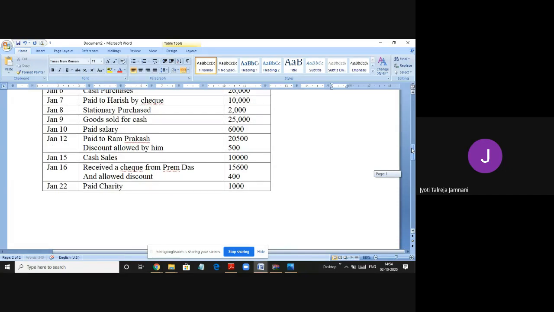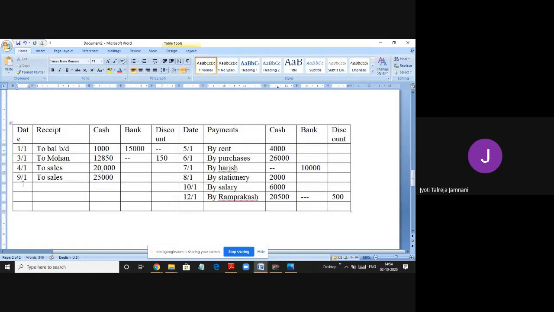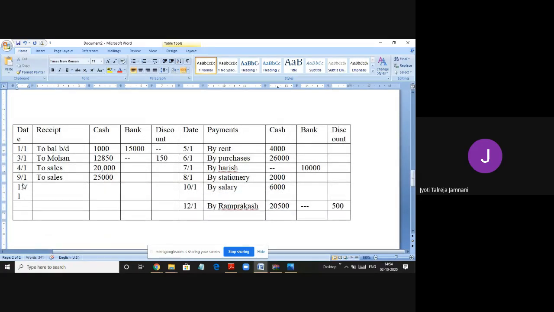Next, 15 Jan, cash sales 10,000. So 15 Jan again, you go to 15 Jan.